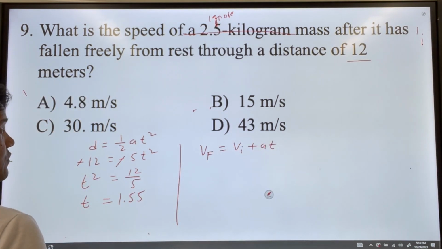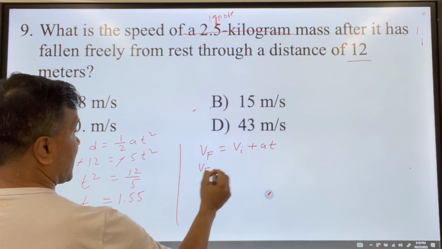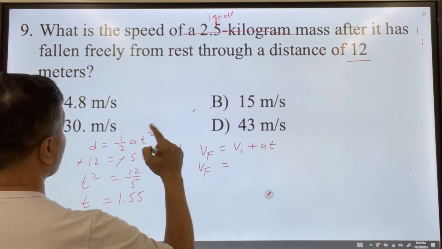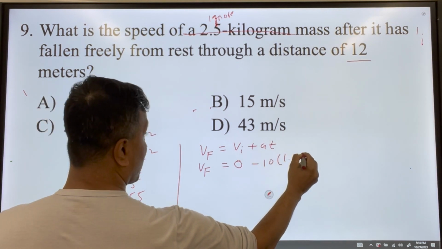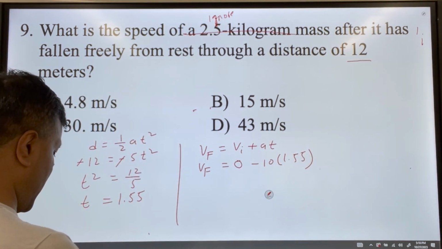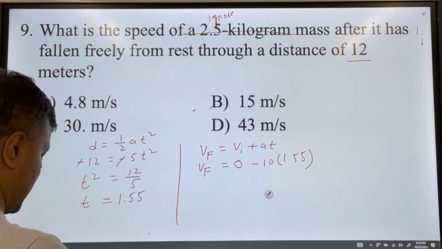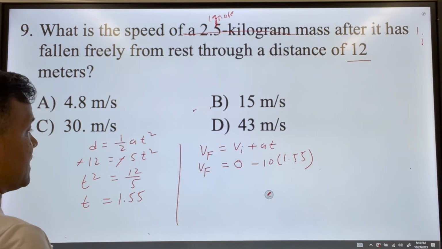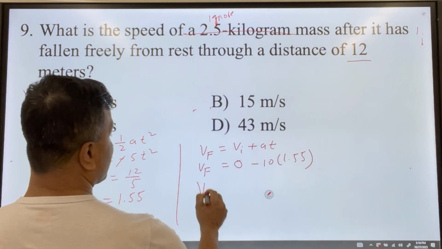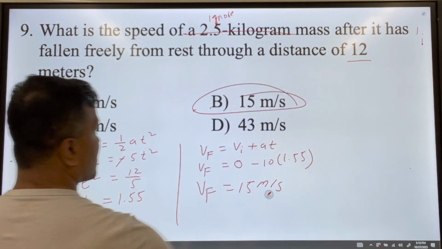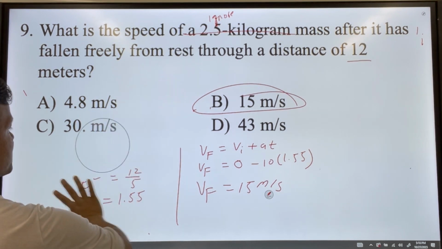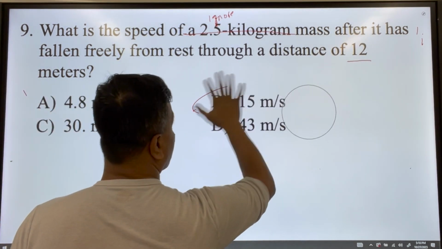Now vf is equal to vi plus at. We're going to try to find the velocity of the object at the end of 12 meters. So vi is 0, a is negative 10, and t is 1.55. So 1.55 times 9.8, and that is 15. So vf is 15 meters per second, right? This is the answer. Okay, that takes us to problem number 10.